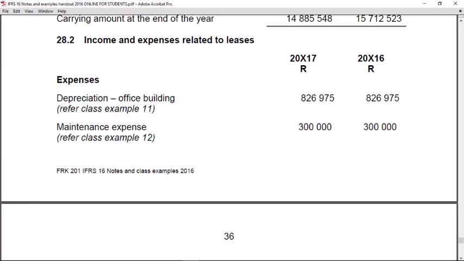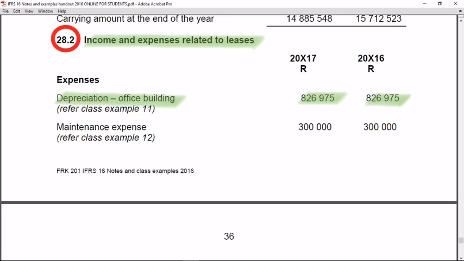The next section of this one note, please see again, it is now 28.2, it's still one note, relates to the disclosure of the income and expenses related to the lease. The expenses that we picked up in all of these examples was first of all the depreciation on the office building, 826 in both years. That was done in class example 11.